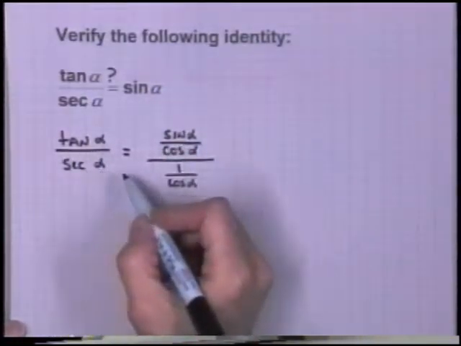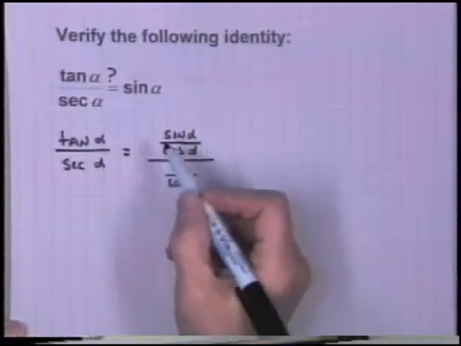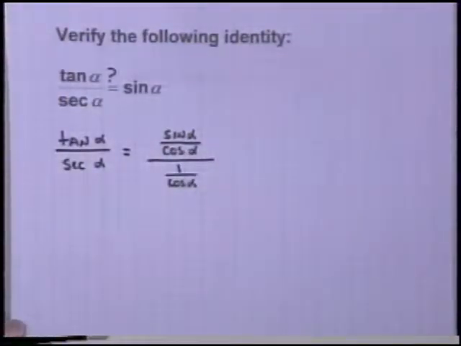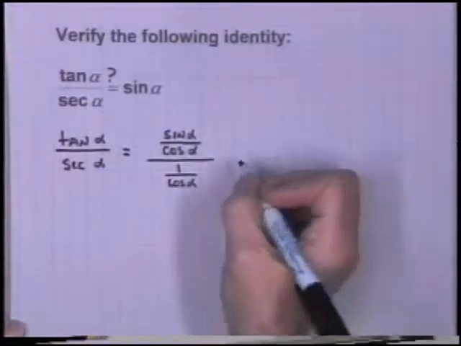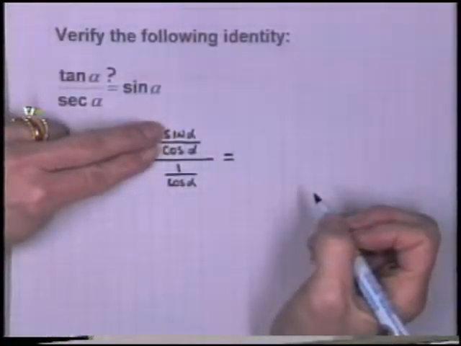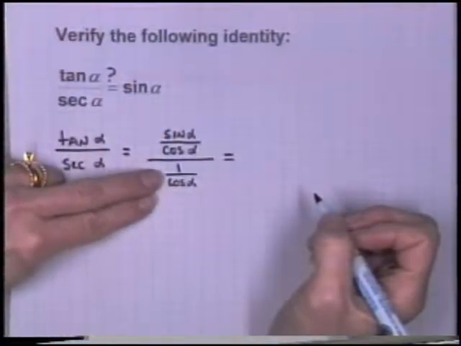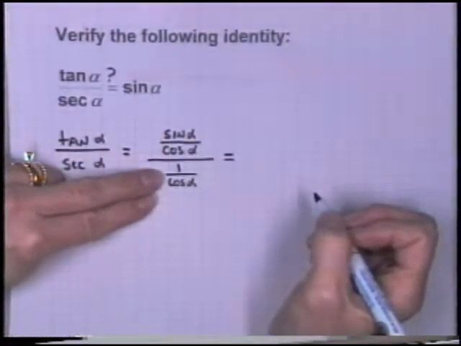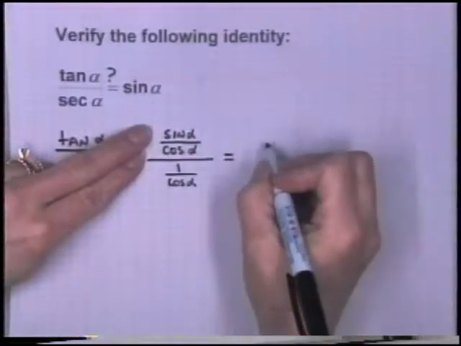So by changing into sines and cosines here, I have an opportunity for things to drop out perhaps and get to that sine alpha thing. Now, of course, what we've created is a complex fraction. But this just means this fraction is being divided by this fraction, isn't it? So we're going to do some algebra here.